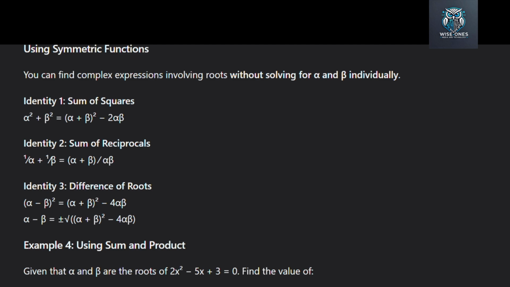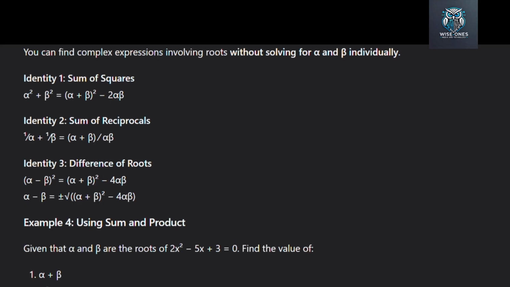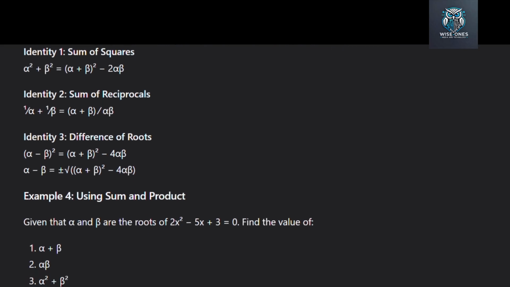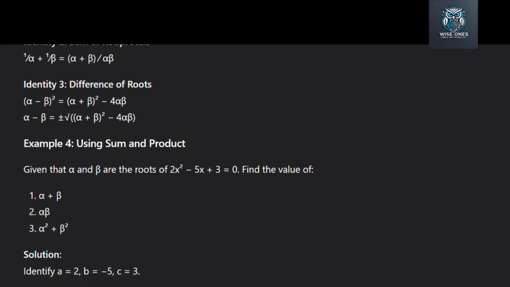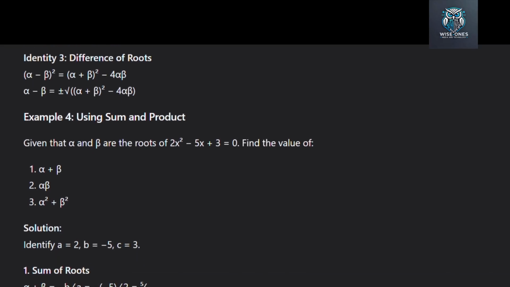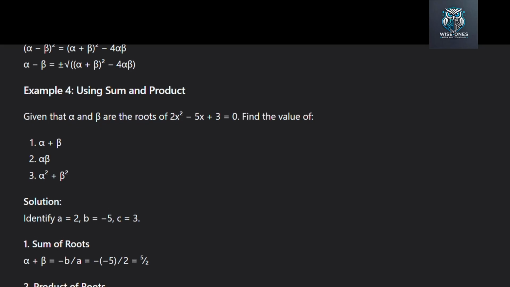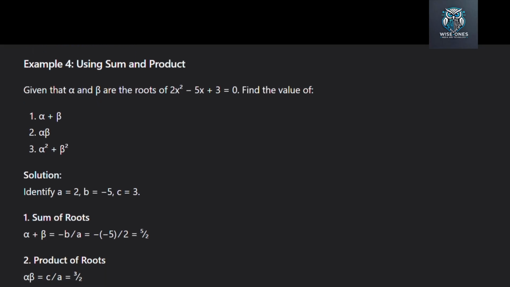Let us look at example 4. Using sum and product, given that alpha and beta are the roots of 2x squared minus 5x plus 3 equals 0, find the value of 1. Alpha plus beta. 2. Alpha beta. 3. Alpha squared plus beta squared.